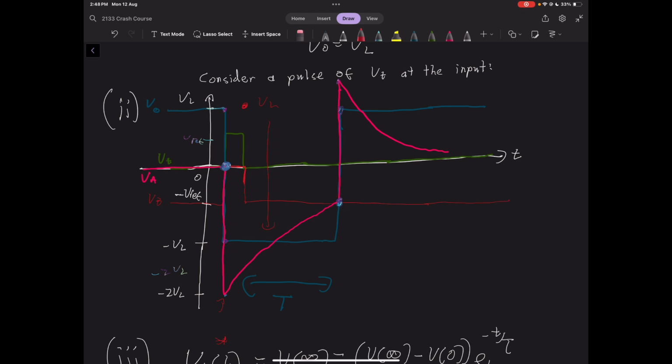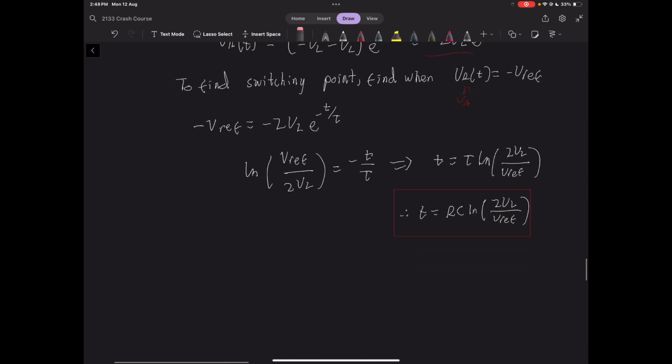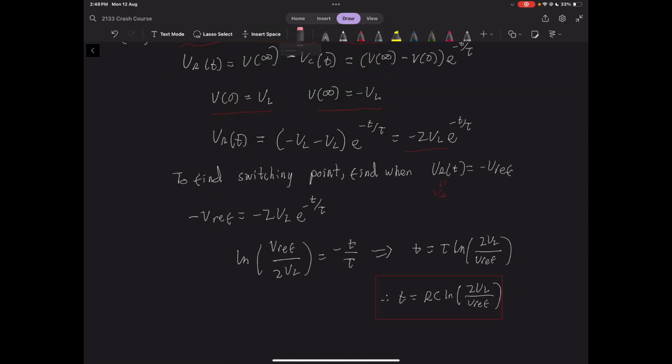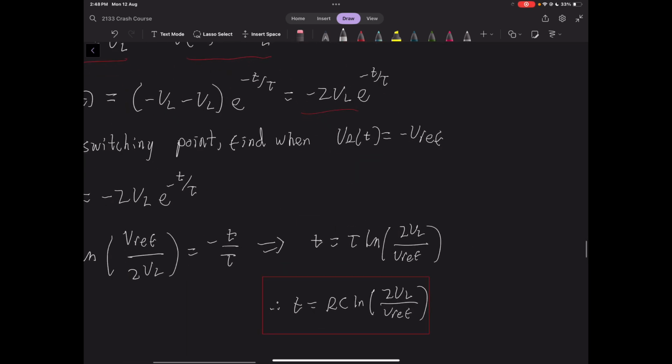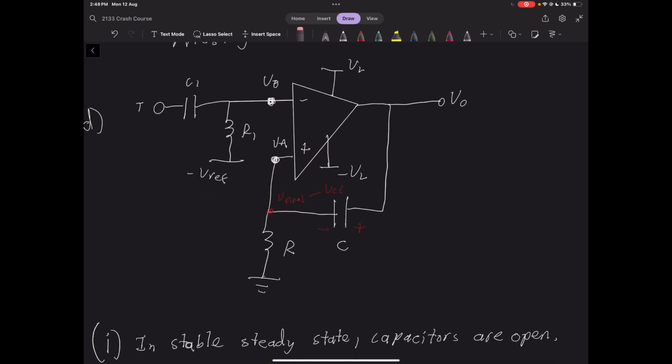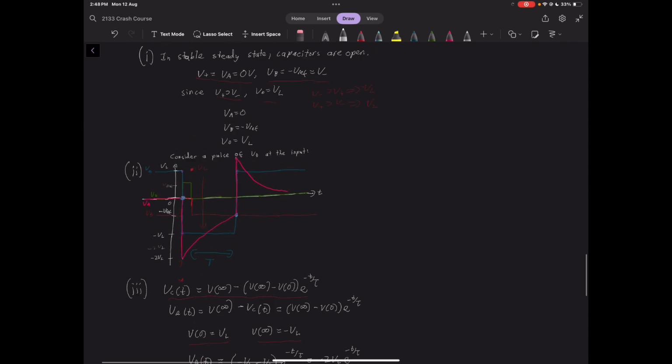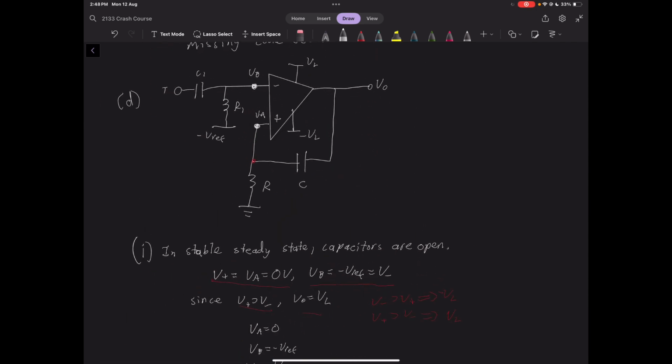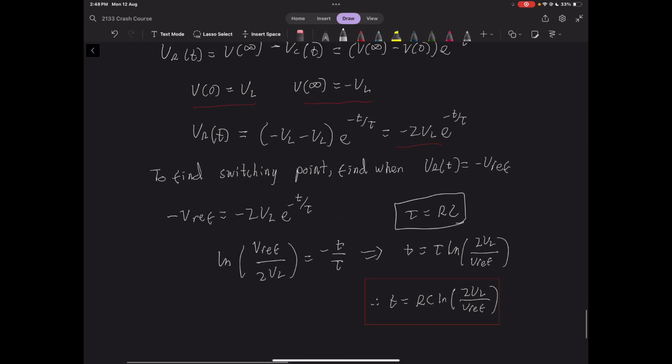So we're going to assume that switching occurs at t equals 0, and then we find the time it takes for this capacitor to decay down to V reference. That's going to give us the width of the pulse. So we then just sub those values in, and we rearrange, and we get this equation. Obviously the time constant tau here is RC, because over here from the circuit, this is our RC, first order, single pole, whatever you want to call it, circuit. And that will give you the correct expression.